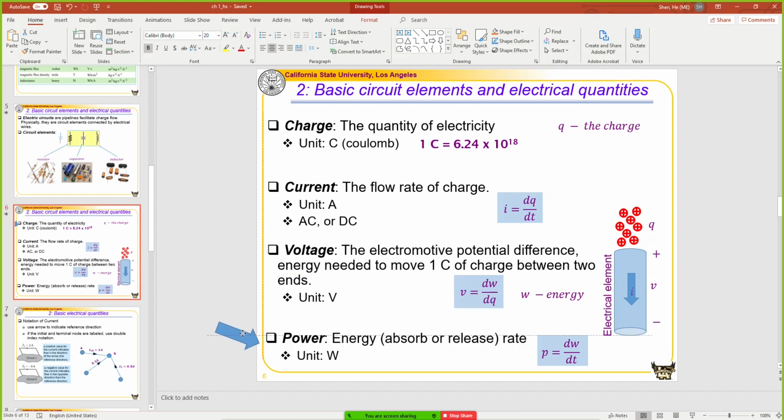And the next one is the power. The power is the energy rate. Whether an element absorbs or releases energy, it doesn't matter. The rate of that energy change is called power. Power has a unit of watts, with the symbol W. And from the definition, we know that power is equal to the energy rate, dW over dt.